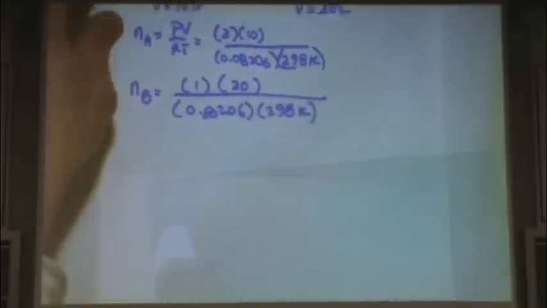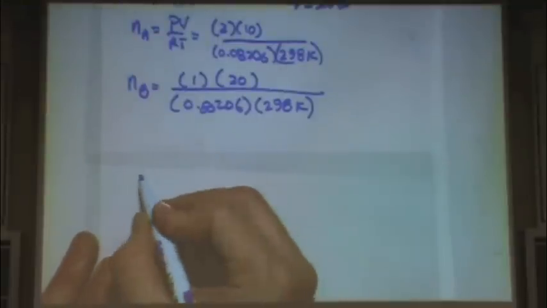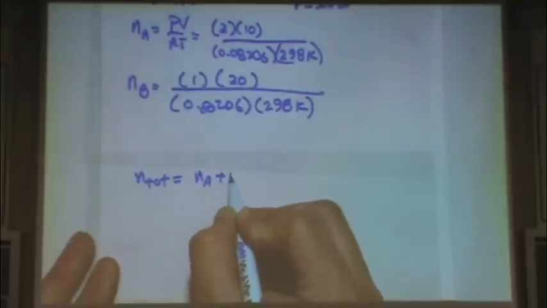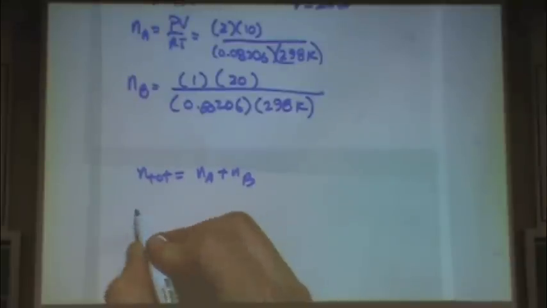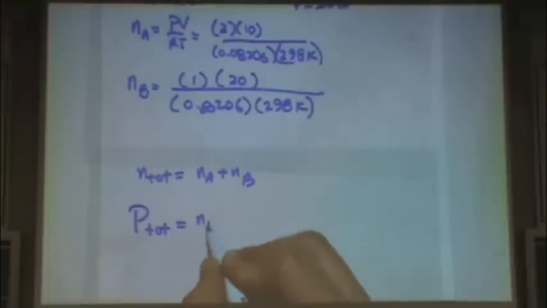Then you can calculate that out, and you would want to find the total moles, which is moles A plus moles B. Then, if you want the total pressure, for example, you could find that right now at this point. You would just use the ideal gas law again. There are different ways of doing this. This is just my standard way.